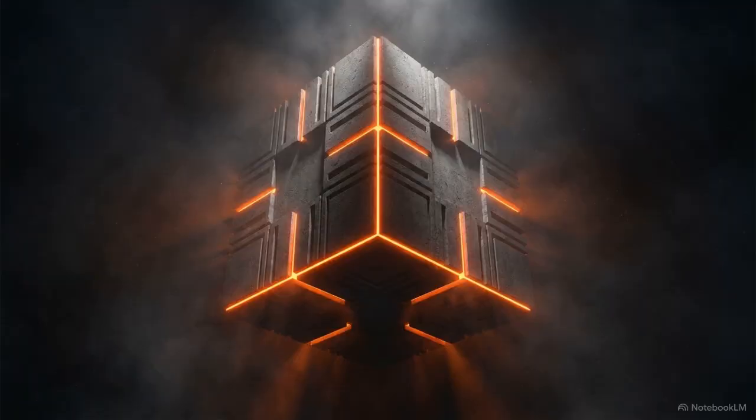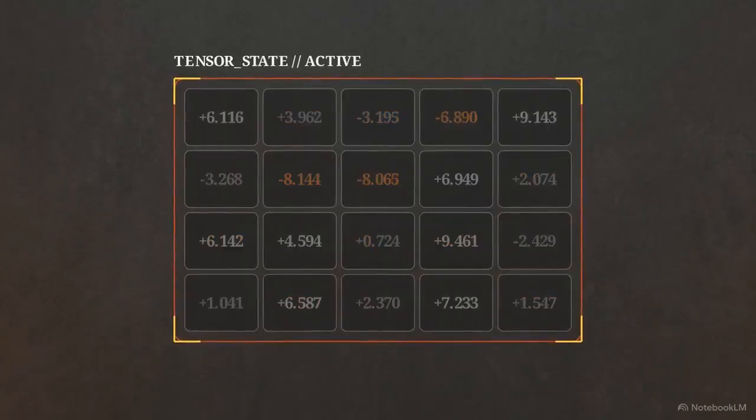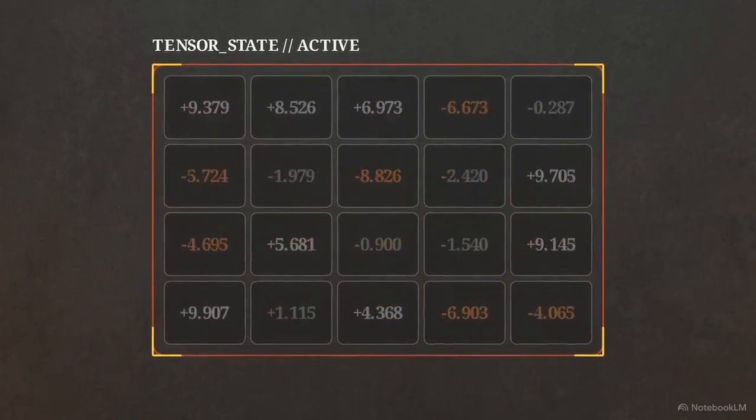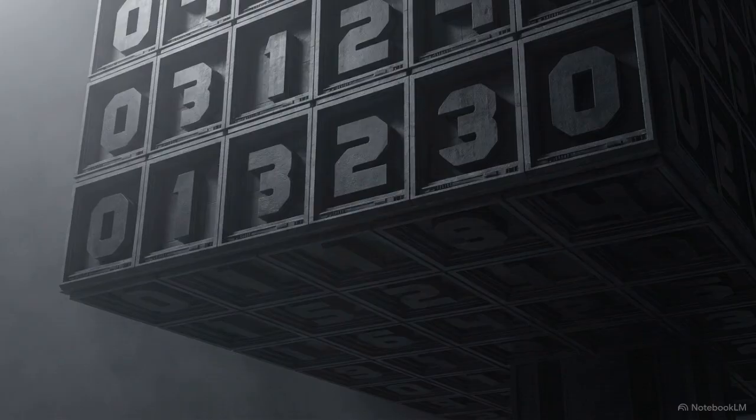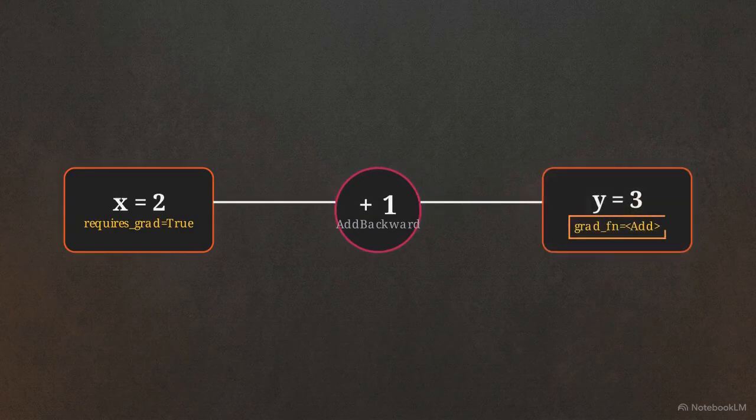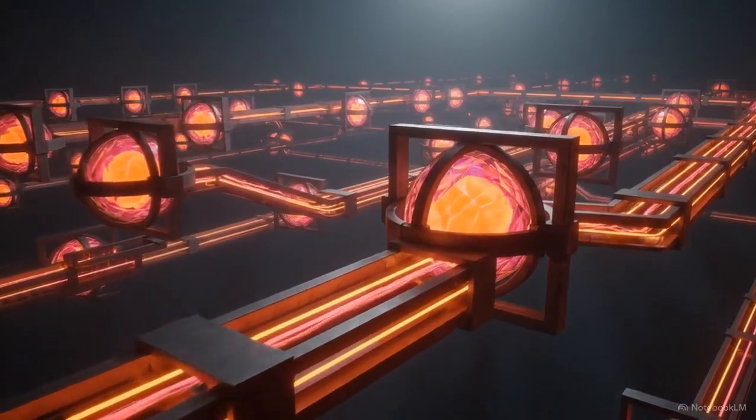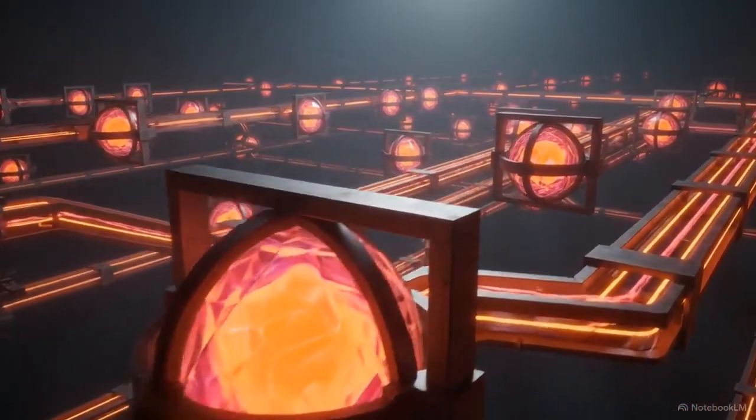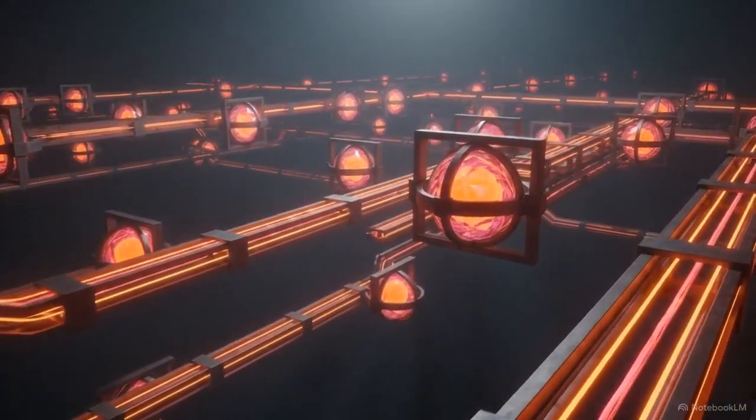To understand how it works, we have to look back at tensors, those raw data blocks we covered in the last episode. They hold all the numbers our AI uses to think. For an AI to actually learn, these data blocks can't be static. They need a memory system that records every single math operation performed on them as they move through the network. This memory system is what allows a collection of numbers to become a self-correcting foundation for artificial intelligence.